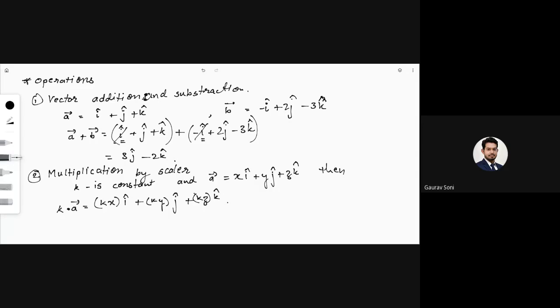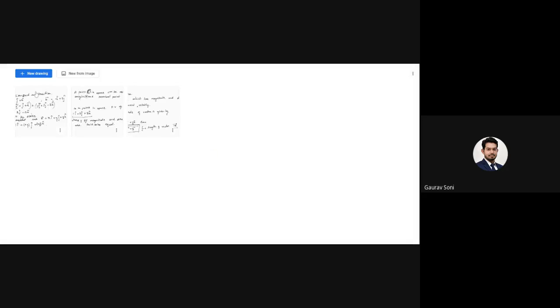So how do we multiply by a number or a constant? We multiply that constant to each and every coefficient. That is multiplication by a scalar. Now we'll see the product of vectors. There are different types of product of vectors. Again, this is very important.